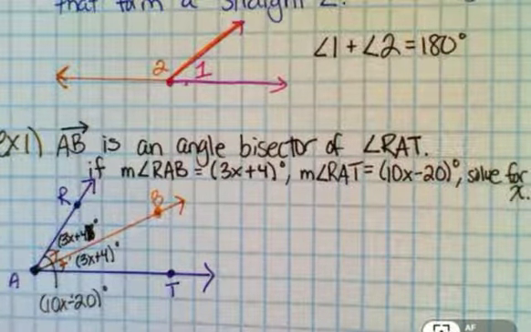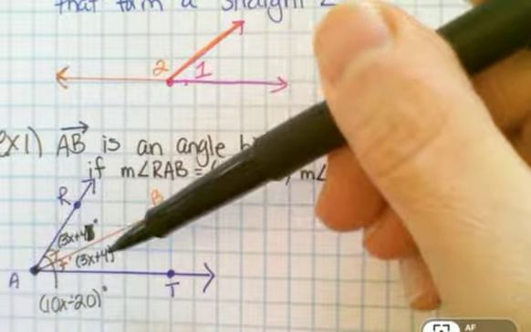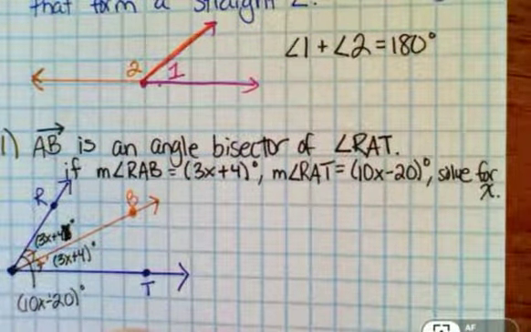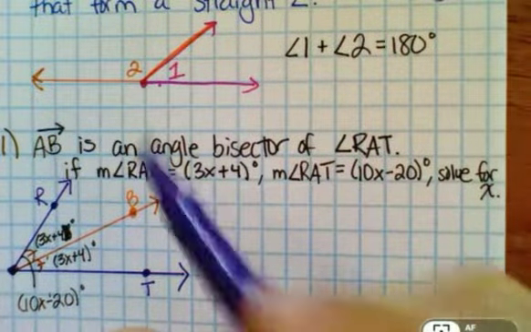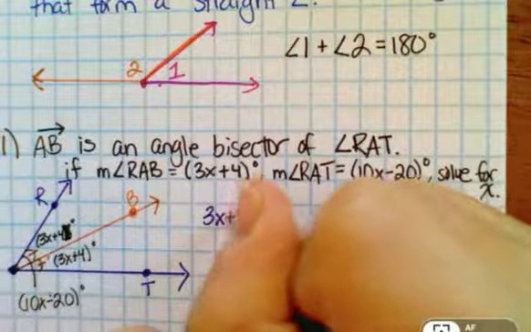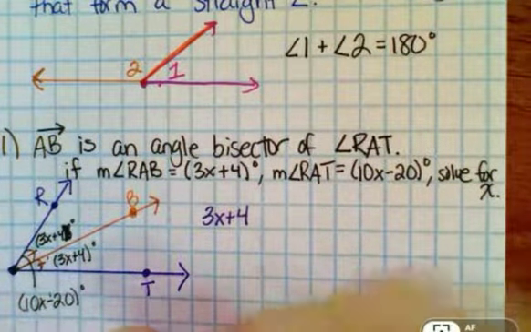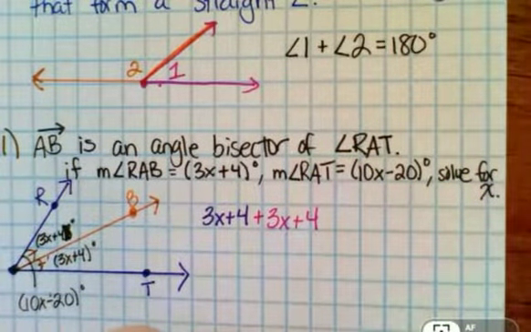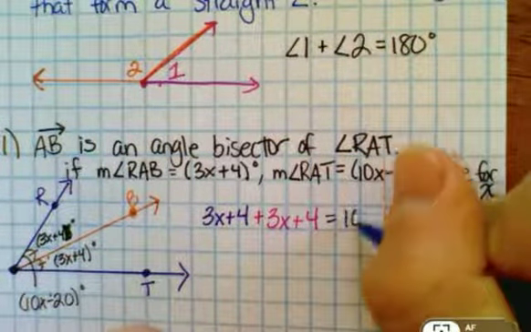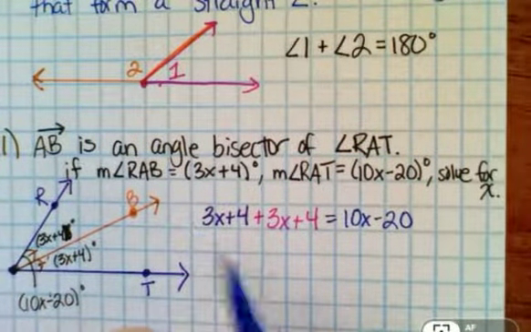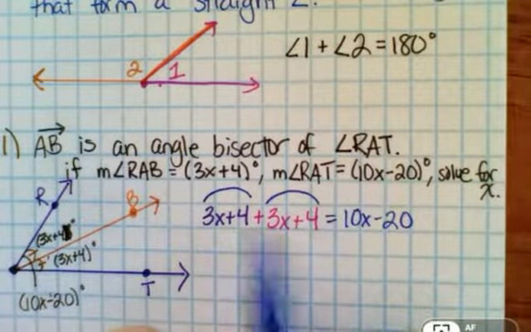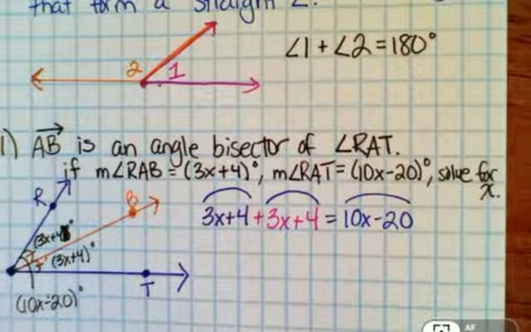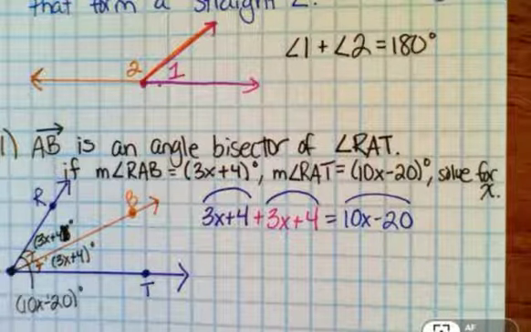So I can write an equation now. I know that this angle plus this angle equals the big angle. So I'm going to write that down, and I'll use different colors to try to make it clear. So we've got 3x plus 4. That's my first angle. And then my second little angle is also 3x plus 4. And that is going to equal the big angle, which is 10x minus 20. Okay, little angle plus other little angle equals big angle. So take a minute and just make sure that what we wrote makes sense, and we'll worry about solving it in a minute.